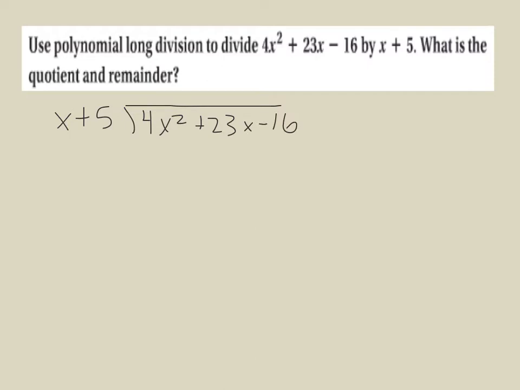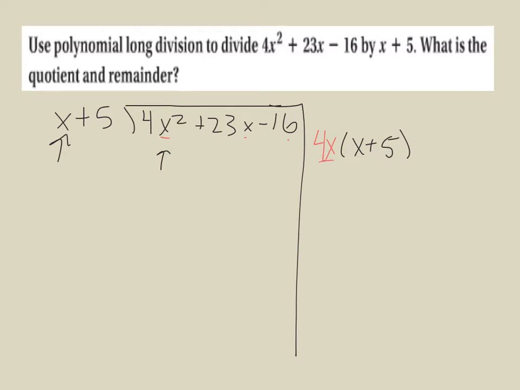One thing that you see here is that each variable is being represented. If it's not, you have to replace it with a 0. Your main objective is try to match up your leading number here to this right here. You want to match it. So in this case, in order to multiply x plus 5, in order to match my 4x squared, I have to multiply that by 4x.